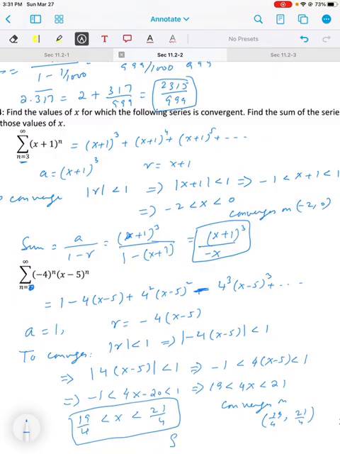So what is the sum here in this case? The sum will be a over 1 minus r. Now a was 1, so 1 over 1 minus r, which means 1 plus 4 into x minus 5, and simplify and you get 1 over 4x minus 19.